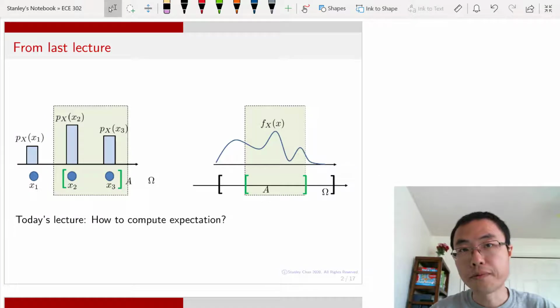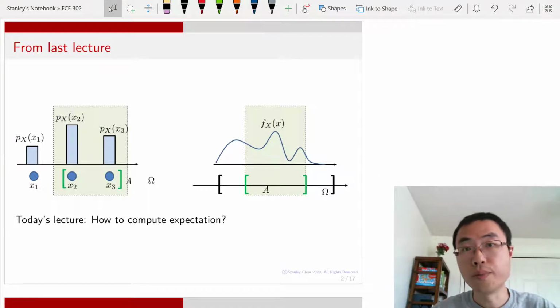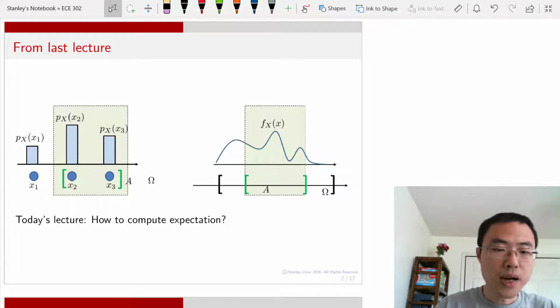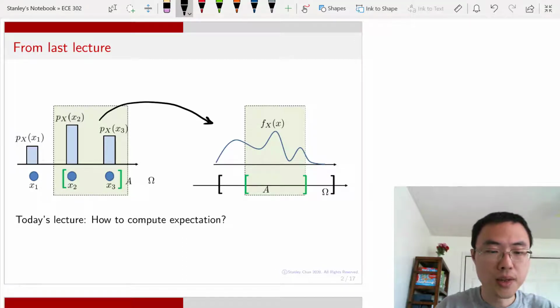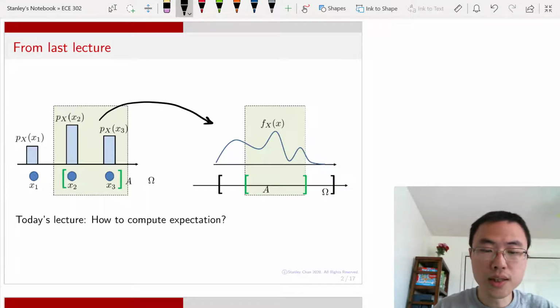So let us recap from the previous lecture. This is the diagram we want you to remember. In the past, when we talked about discrete random variables, we have this probability mass function, and then they are just impulses on a finite number of states. When we go to the continuous random variable, we change the probability mass function to the probability density function. It is a continuous curve, and if we want to calculate the probability over an event A, we need to integrate the area under the curve.